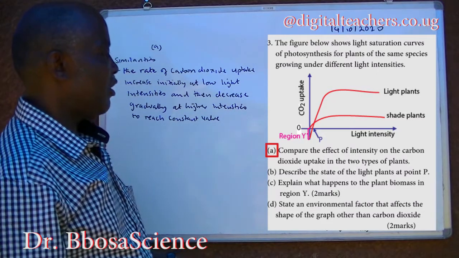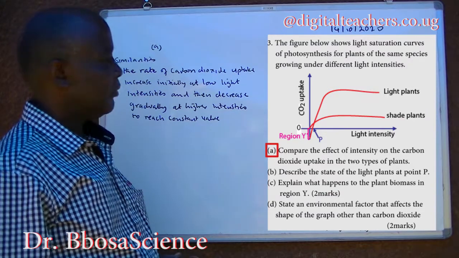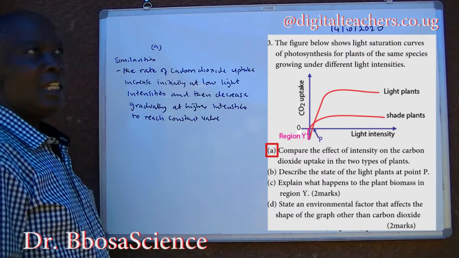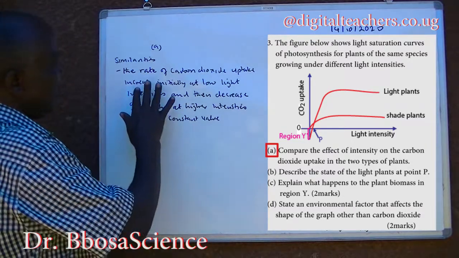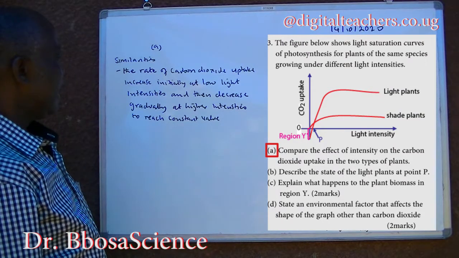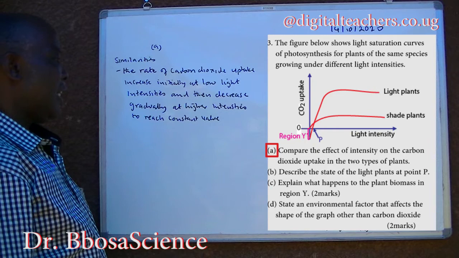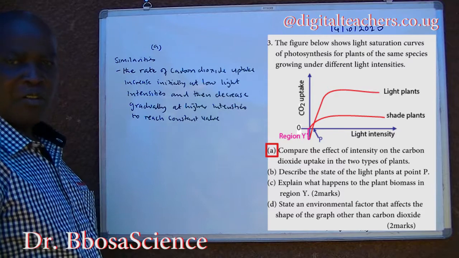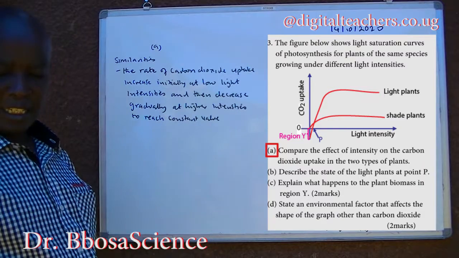A. Compare the effect of light intensity on carbon dioxide uptake in the two plants. The question requires that we state the similarities and then the differences. First, similarities. The rate of carbon dioxide uptake increases initially at low light intensities and then gradually levels off at higher light intensities to reach a constant value. So each graph levels off at high light intensity.